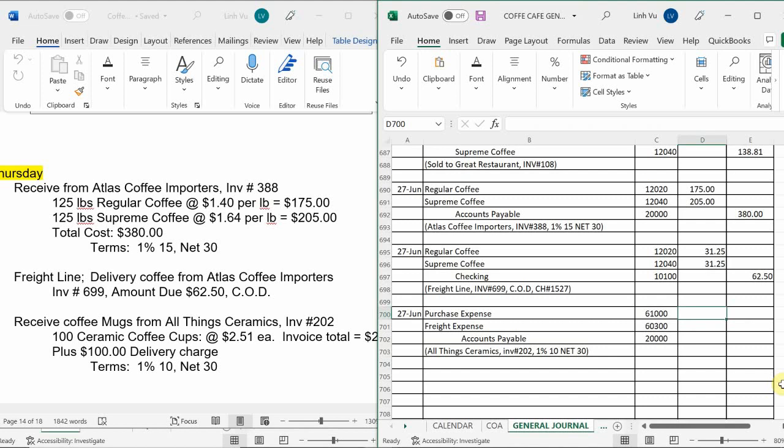Anybody, how much is going to go to purchase expense and how much is going to go to freight? $251 for the purchase expense and $100 for freight. Good. Giving me a grand total of $351. Okay.